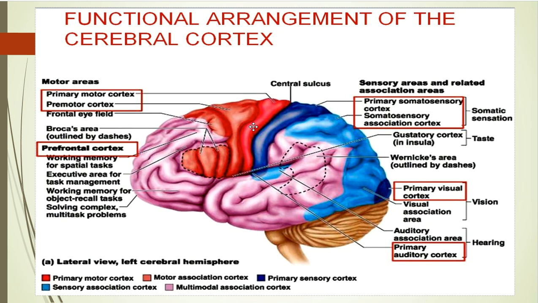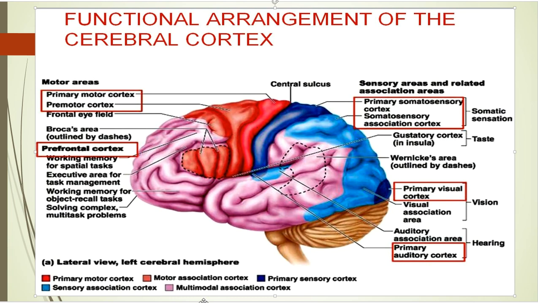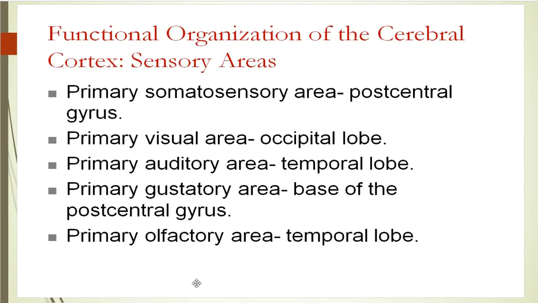Next, we can study the speech centers. Before going to speech centers, we need to just review what we studied: the functional organization of the cerebral cortex for sensory areas. The primary somatosensory area is located in the postcentral gyrus, and the primary visual area is located in the occipital lobe. The primary auditory area is located in the temporal lobe. The primary gustatory area is located in the base of the postcentral gyrus, and the primary olfactory area in the temporal lobe. And now speech function controls.